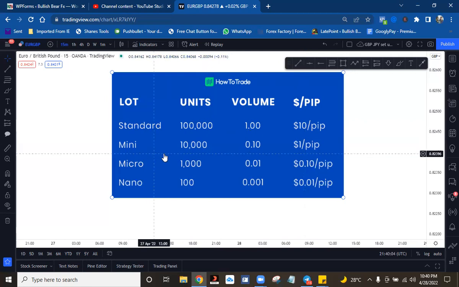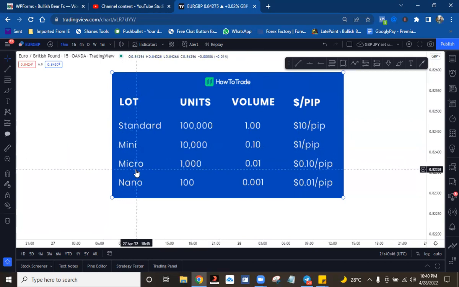Mini lot size is worth 10,000 units and is on a 0.1 lot size, and you are risking or making $1 per pip on a mini lot size. That is to say, if you open a trade and your lot size is on 0.1, each pip movement is costing you $1. So if price goes 1 pip in your favor, you make $1 because you're using a mini lot size. If price goes 1 pip against you, you're losing $1.